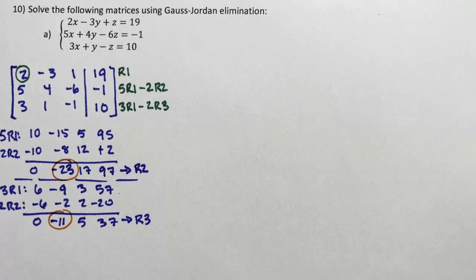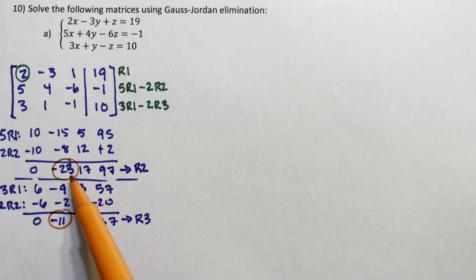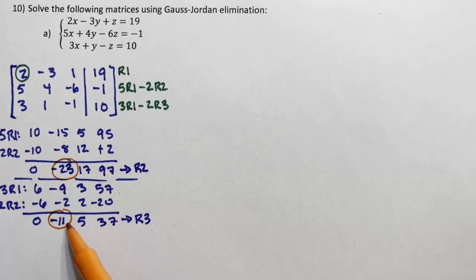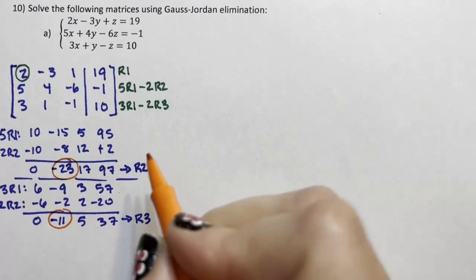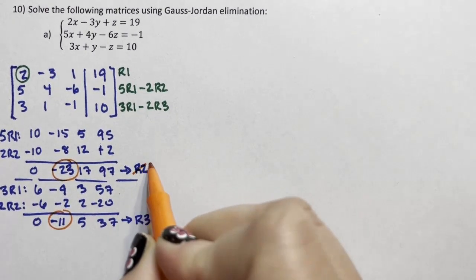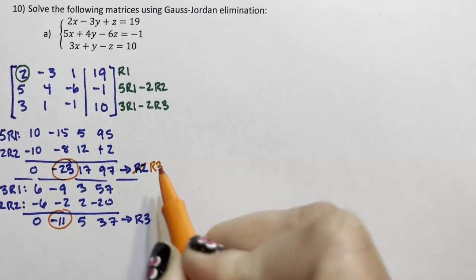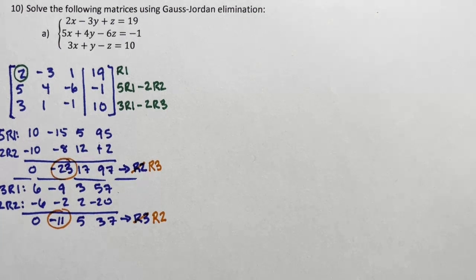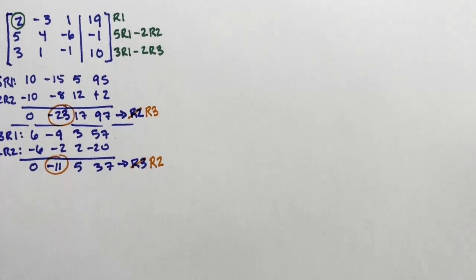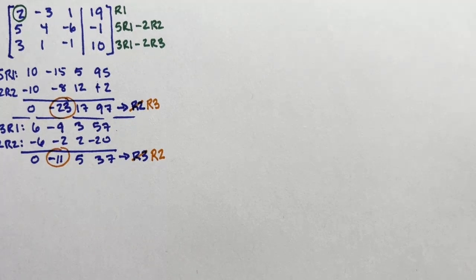And if I have a choice between pivoting on a 23 or pivoting on an 11, I would rather pivot on an 11. So with my magical trickery, I'm going to change this row 2 to a row 3 and this row 3 to a row 2, just so that my numbers are a little bit smaller. That is all. So that's what I'm going to do for my next matrix.